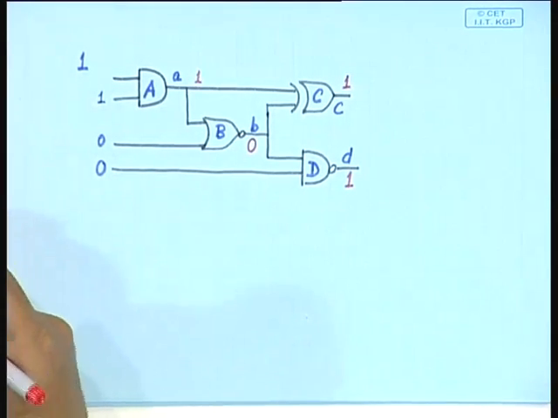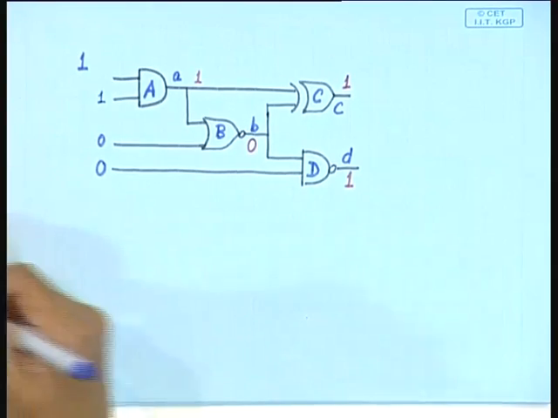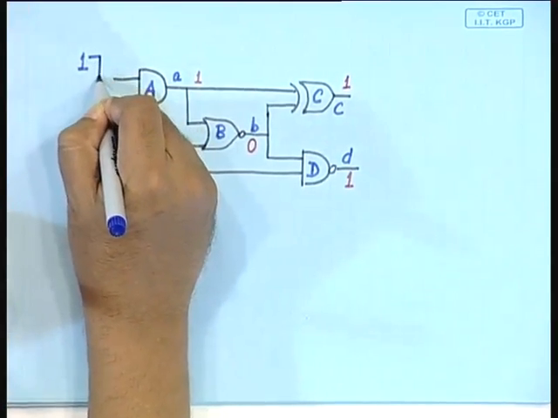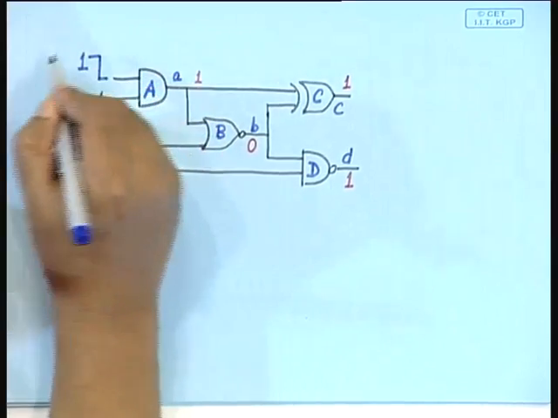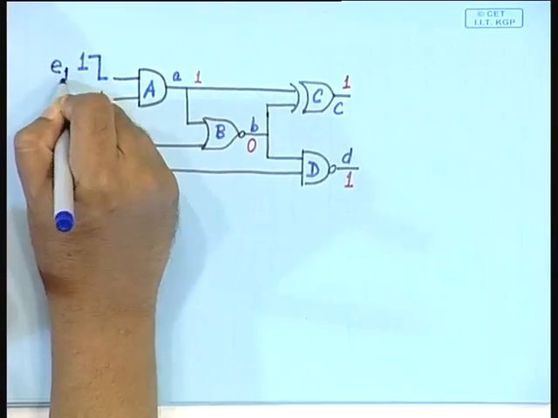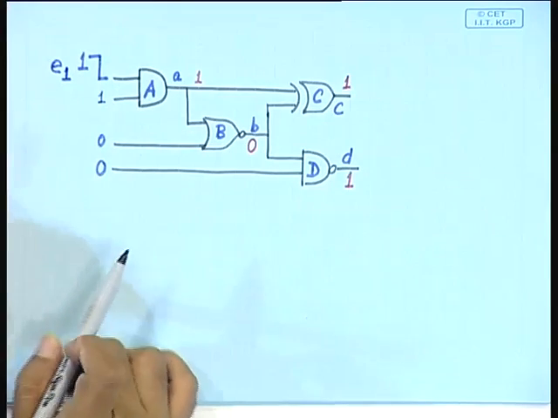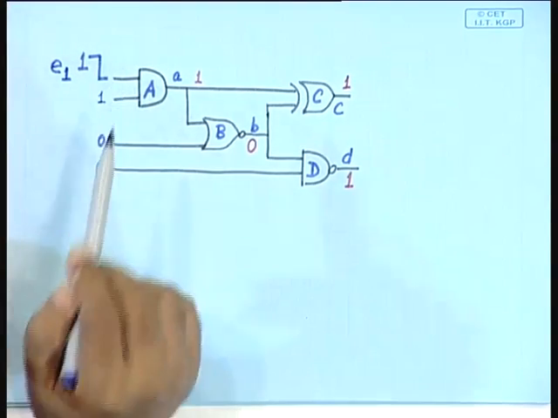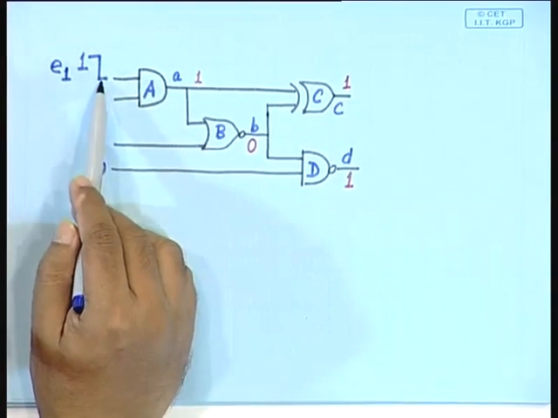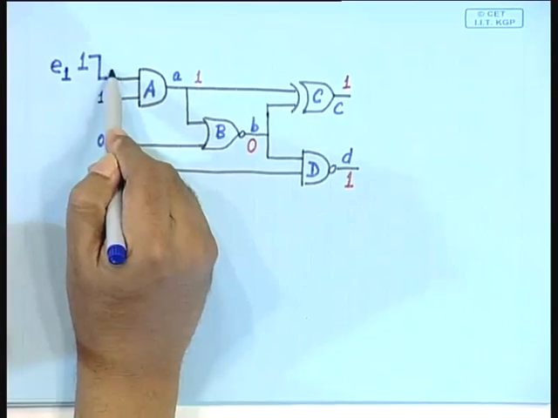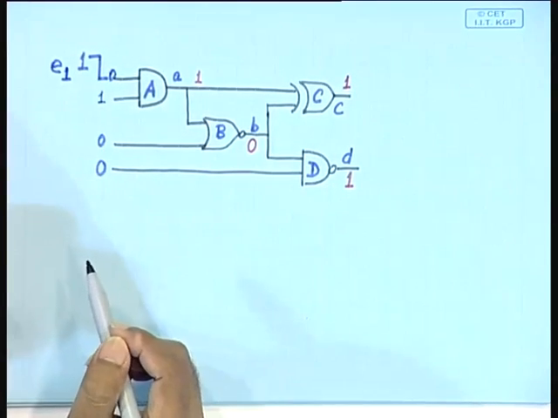Now, let us say that we have a fall transition here. Okay. So, let us call this event E 1. So, what is the event E 1? It is a fall transition here. So, this input goes from 1 to 0. Okay. So, now it is 0.